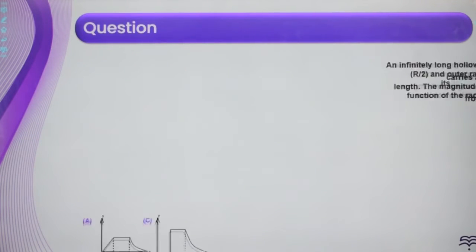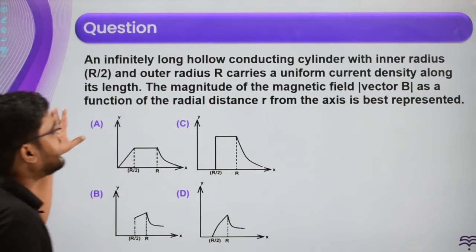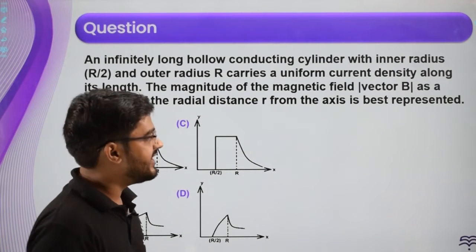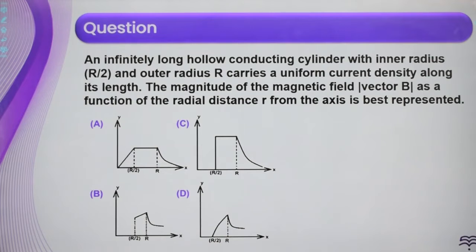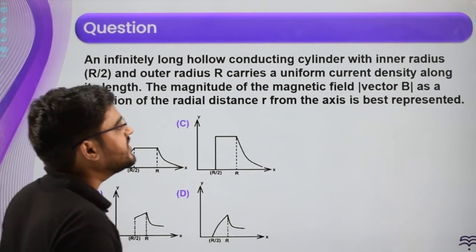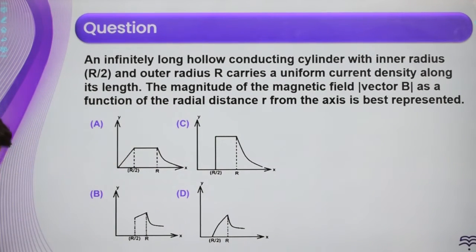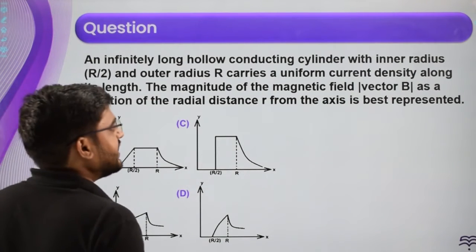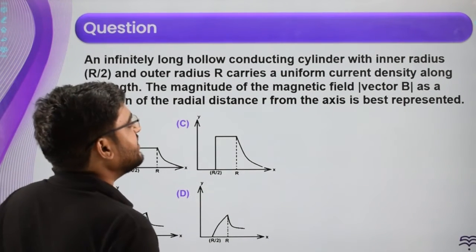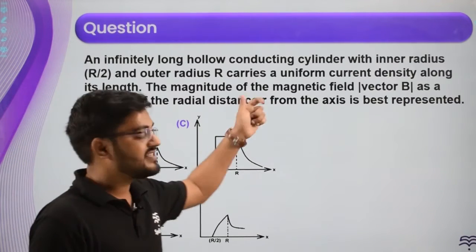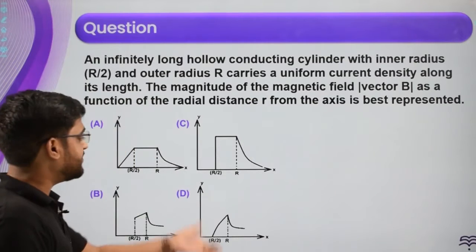Now this is a question. The question says, an infinitely long hollow conducting cylinder of inner radius R by 2 and outer radius R carries a uniform current along its length. The magnitude of the magnetic field vector B as a function of the radial distance r from the axis is best represented by which graph?